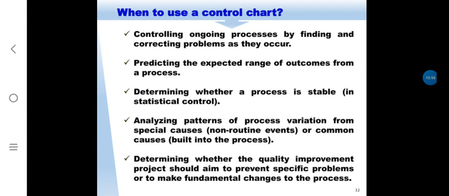We can use the control chart for controlling ongoing processes. And the final one is determining whether the quality improvement project should aim to prevent a specific problem or to make a fundamental change in the processes. To change our production processes, or say service delivery processes, we can use these control charts.